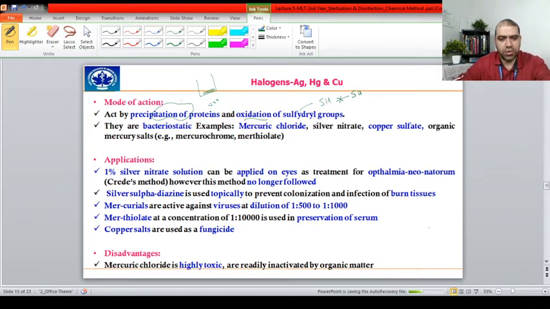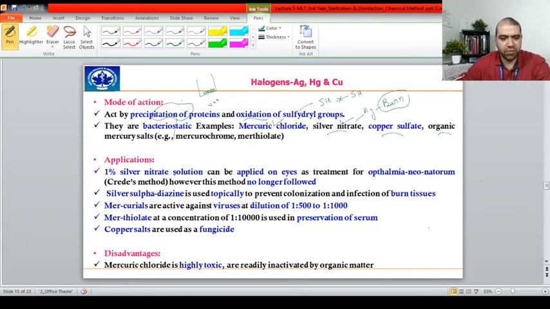They are bacteriostatic in nature. It means they are not killing the bacteria, but they are keeping the bacterial load low. Examples are mercury chloride and silver nitrate. We particularly use silver nitrate on wounds or burns. Whenever there is a burn, you might have used a tube which has silver nitrate in it. Okay. We also have copper sulfate, and organic mercury salts, for example, mercurochrome and merthiolate.